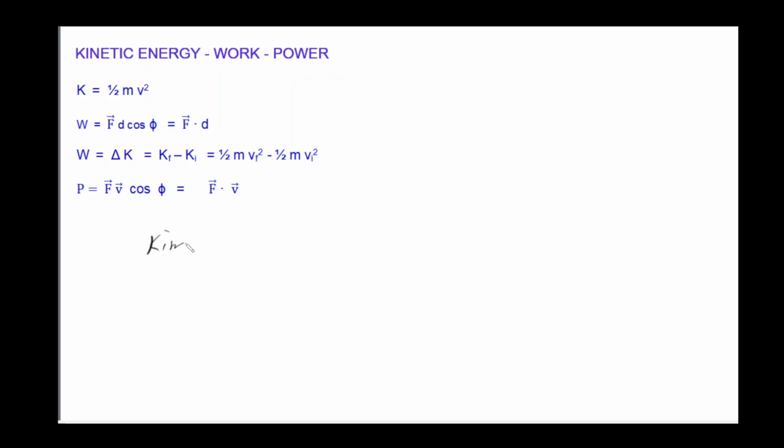Kinetic energy is a form of energy due to the motion of an object and is given by K equals 1/2 mv squared. As you can see, the higher the mass or velocity, the more the kinetic energy. Its unit is the joule, or J, which is kilogram meter squared per second squared, which is equivalent to a Newton meter.